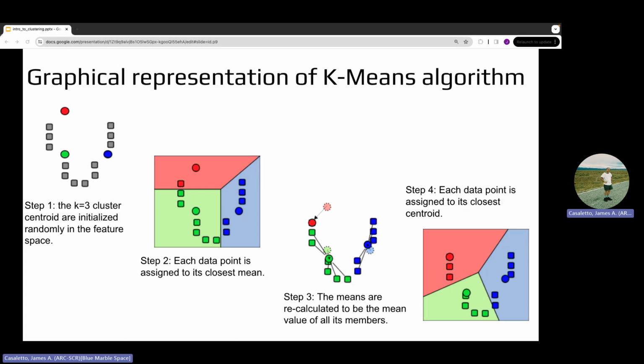In step 2, each point is assigned to its closest centroid using that distance metric we just talked about. And in step 3, the centroids, which are the means in the case of k-means, are recalculated as the means of the points which were assigned to it in step 2. Step 4 is really step 2 again, where each point is assigned to its closest centroid. So notice the data points do not move in this algorithm. That wouldn't make sense. What moves in this algorithm is the centroid.